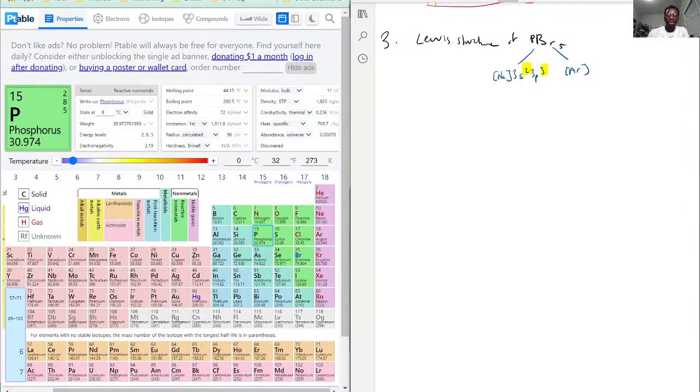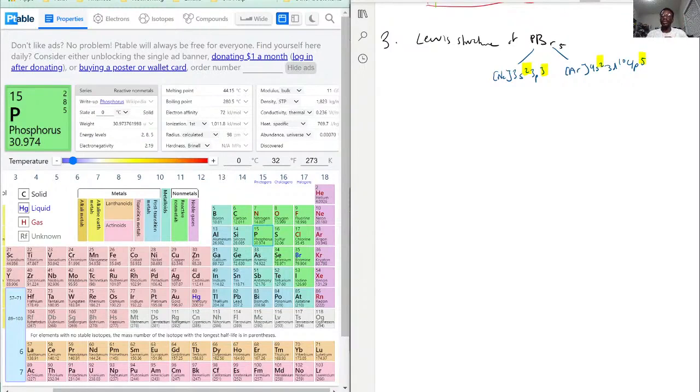It's on the 4th row, and this will be 4s2, 3d10, because it's passing through the transition metals, and then the 4p5. And because the 3d10 is done in the 3rd shell, we only count these 2, so 2 plus 5, that's definitely 7. So now we know that phosphorus has 5 valence electrons and bromine has 7.